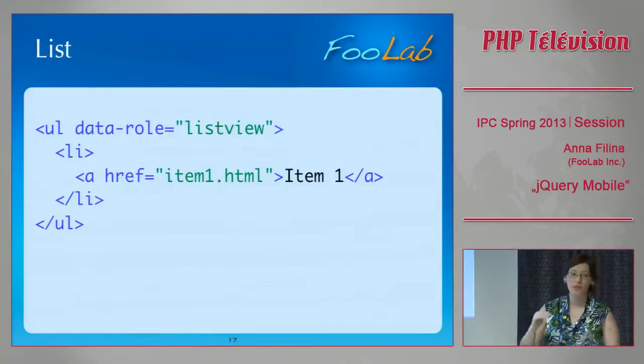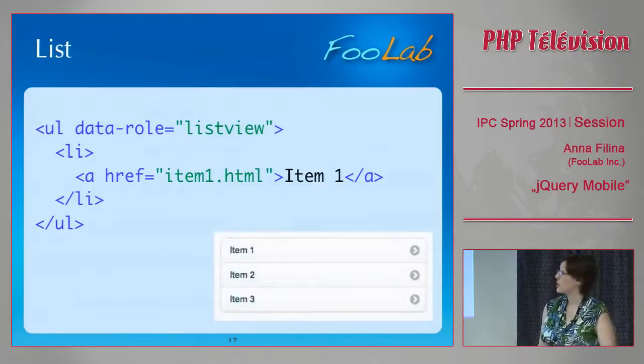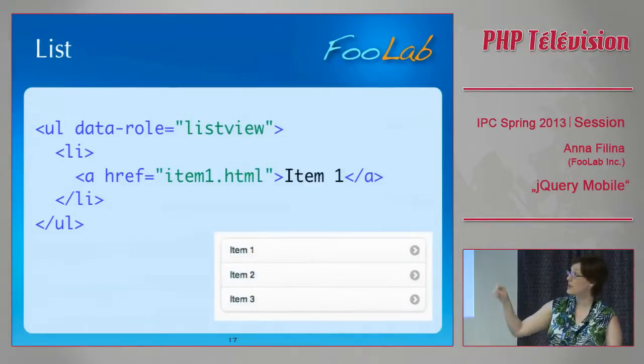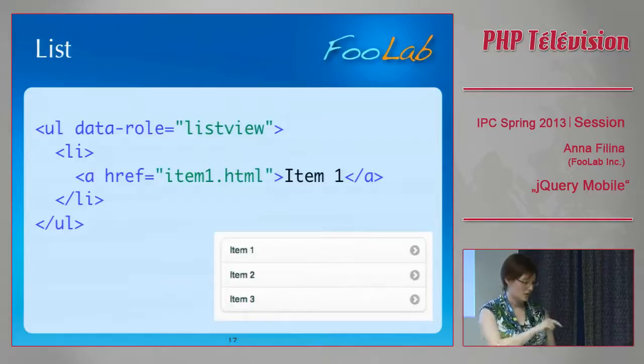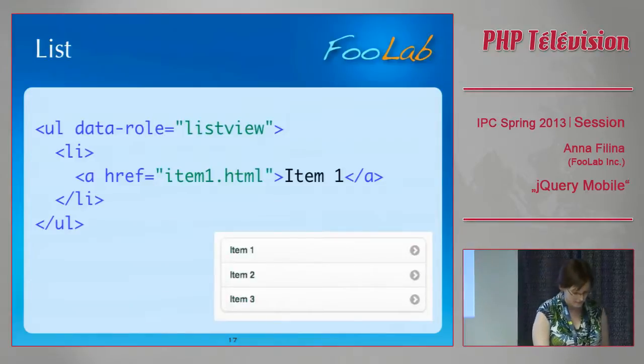And for every item, it will create a row. Actually, I will show you what it looks like. It will create a row, and if you make it clickable using a link, it will create a little arrow, and you can click on the entire block, not just the arrow. So it's very easy on the mobile. You just click on the entire line.